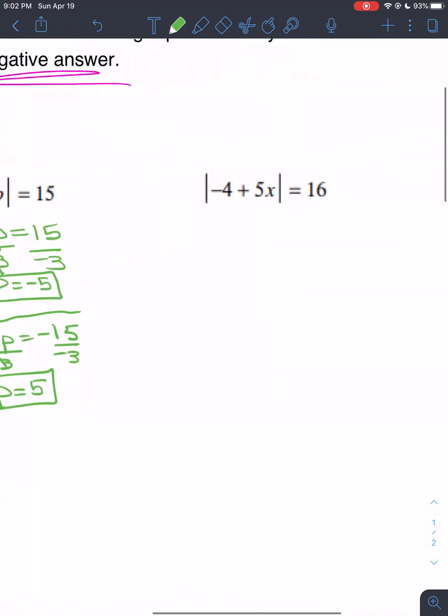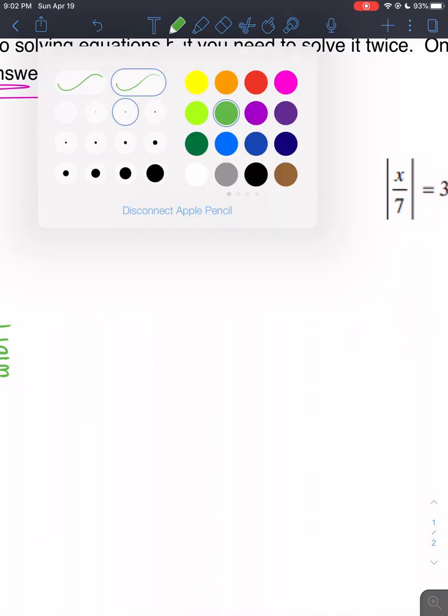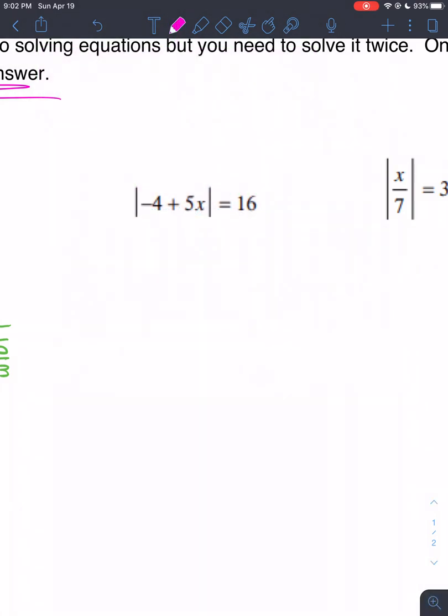Let's try a two-step equation. So again, we'll drop those absolute value bars, and we'll get negative 4 plus 5x equals 16. Add 4 to both sides, we get 5x equals 20. Divide each side by 5. It looks like our first solution is x equals 4.